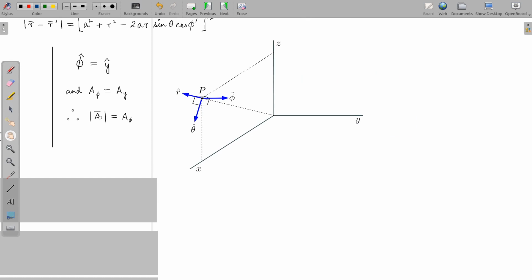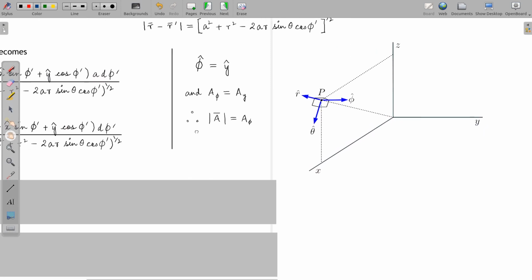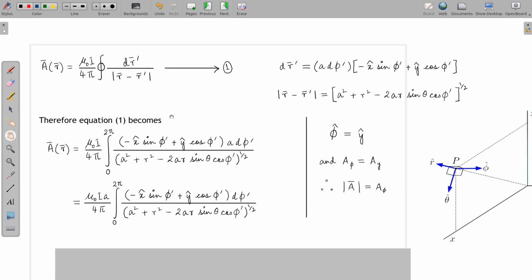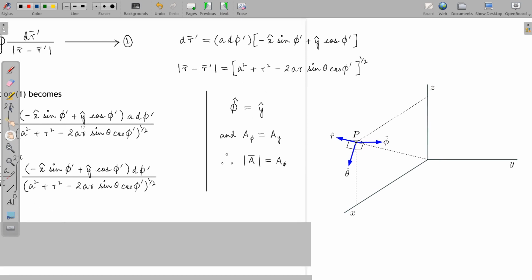Remember the spherical polar coordinates. When we integrate this, what is going to be left behind is the phi component, because we are integrating over d phi prime. So what will be left behind is the phi component, r component, and theta component, or in this case the x, y, and z components. X and z are 0, only the y component is going to remain.